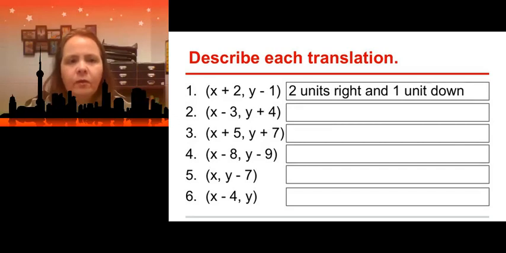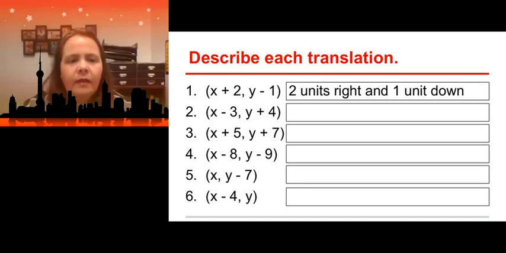The rest of them I'm going to leave for you to do as practice, and we will check them together after you finish. If you only have one transformation, that's okay. If there's nothing added or subtracted to the x or the y, it doesn't move in that direction. That just means you're only moving one direction.